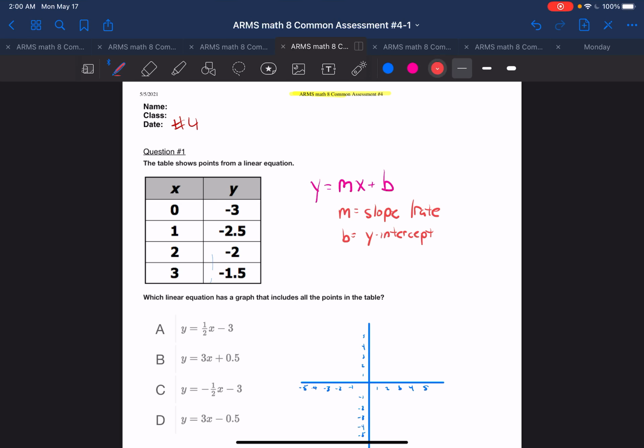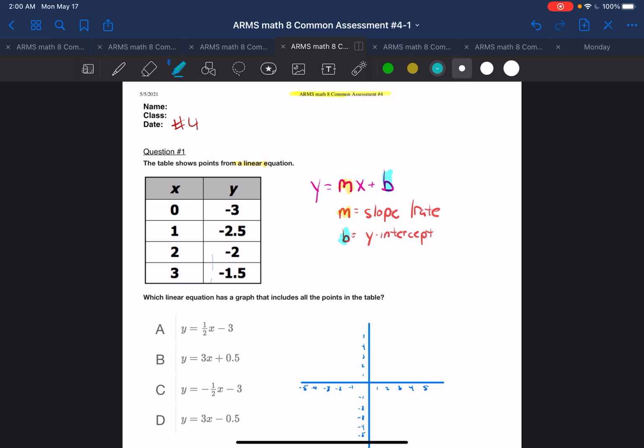All right, so this says it's a linear equation. So that means that both x and y are going to go up or down by the same amount each time, right? We remember, look at our old friend y equals mx plus b, right? M is the slope or the rate of change. B is the y-intercept, right? Which means where it crosses the y-axis.